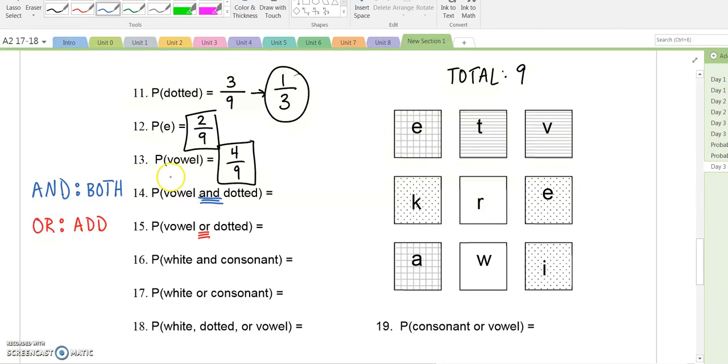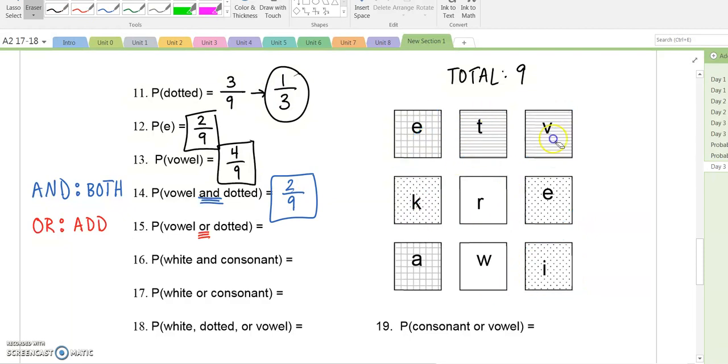In number 14, it says, what's the probability it's a vowel and dotted? So I'm going to look at my 9 options and figure out which one has both going on. For example, this one right here is E, but it's not dotted, so I wouldn't count that one. Alright, this one's not a vowel or dot, so I wouldn't count that. This one's not a vowel, I wouldn't count it. This one's dotted, but it's not a vowel, so I wouldn't count it. Right? And means both have to be happening. And eventually you should come across the ones that are both vowels and dotted. Only 2 of them here, so we would say 2 out of 9.